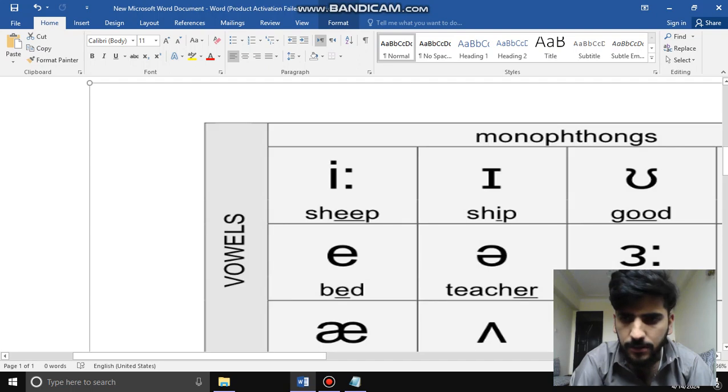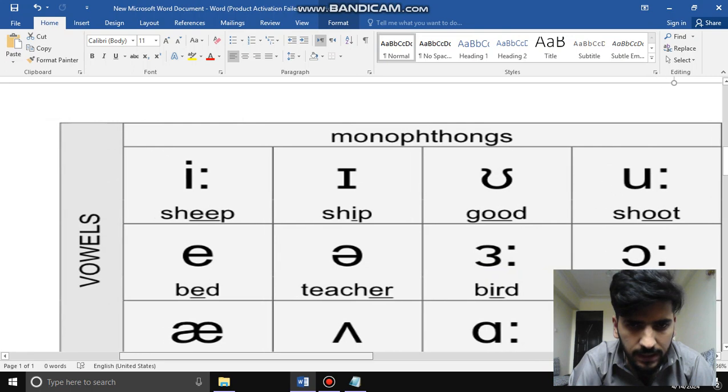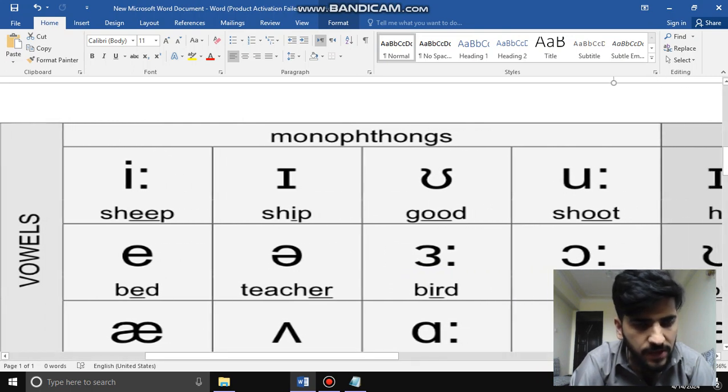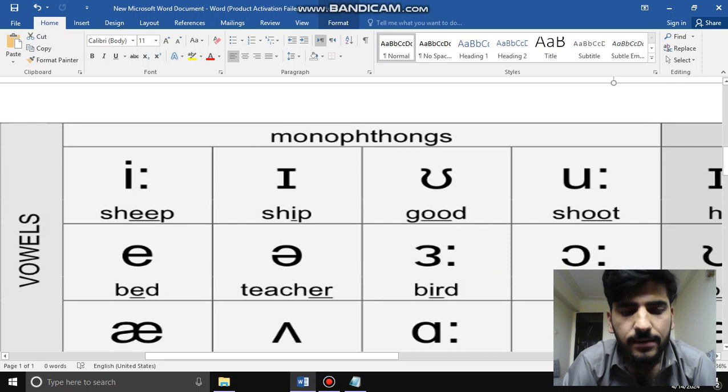Be careful, dear gentlemen. The first one, monophthongs, the first sound is E. Look at the sound. E, E, E, E. There are differences between these sounds. The first one is a long vowel sound, while the second one is a short vowel sound. Now look at the long vowel, E, E.